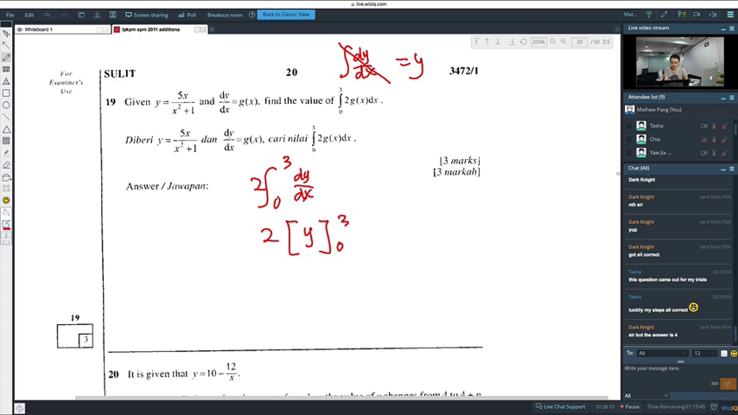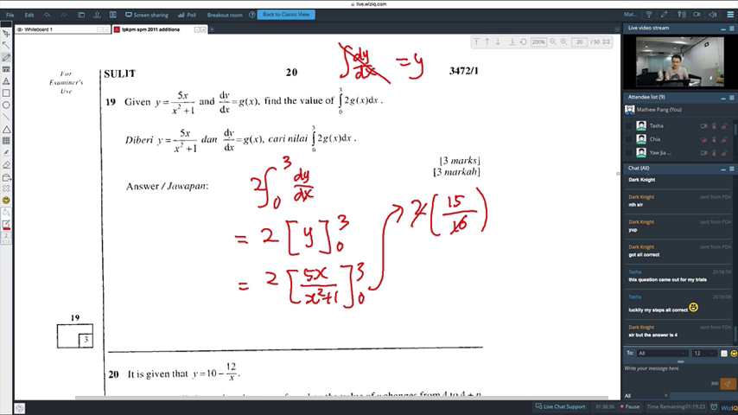So this is 0 to 3. And of course you know what your y value is here. It's 5x over x squared plus 1. That means you substitute 0 into it and substitute 3 into it. So with 0, you will get 0, so I ignore that. So this is 15 over 10. Simplify, this is 5 over 2, and the answer is 3 over 2.